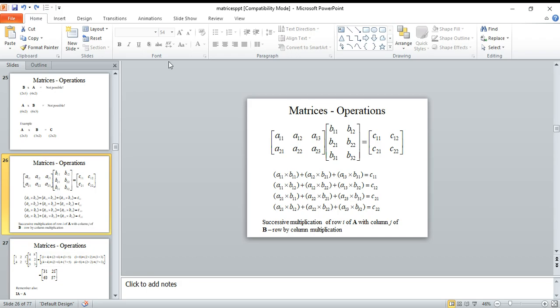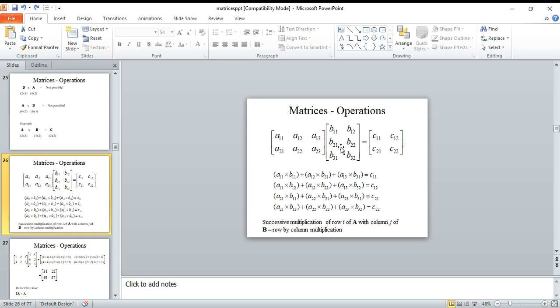Understand? I will explain once more. The first matrix columns must be equal to the second matrix rows. Here, the first matrix columns are 3 and the second matrix rows are 3. So it is applicable to multiplication. It is possible to multiply the elements.